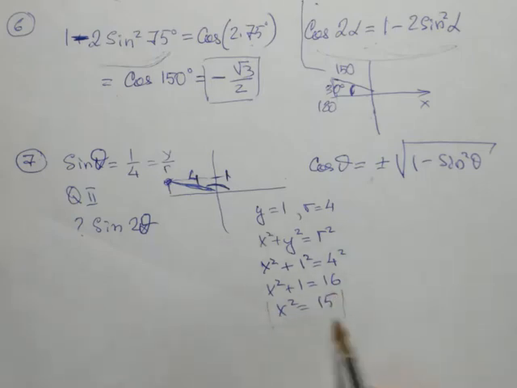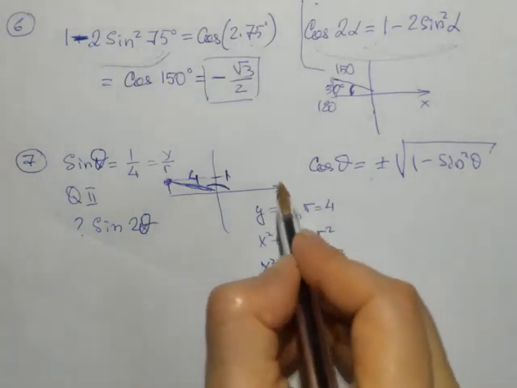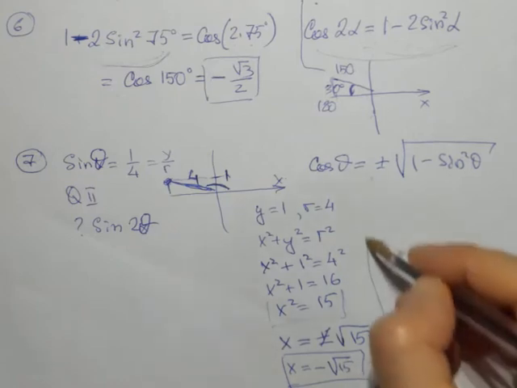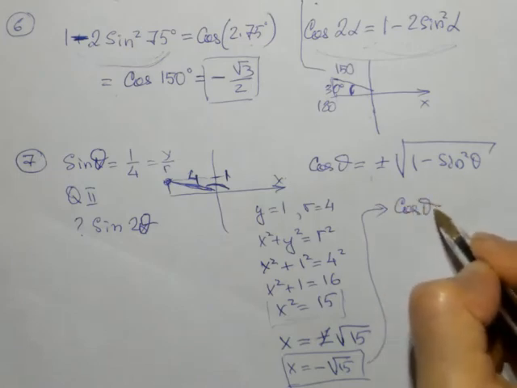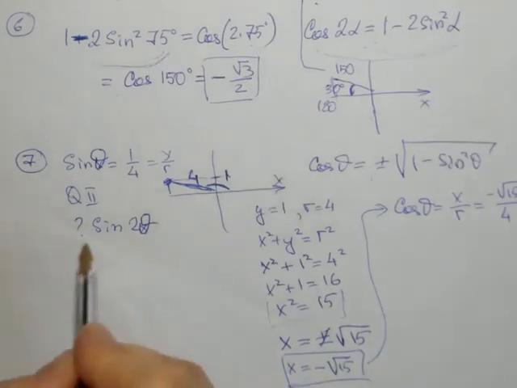So to solve such an equation, we use square root property, and generally the solution looks like this: x equals positive or negative square root of 15. So we choose positive or negative sign depending on the situation. So we are in the second quadrant. It means that x must be negative. So we take negative sign. X equals negative square root of 15. So why do we use x? Since from x we can determine cosine theta, which is x over r, negative square root of 15 over 4, and then we can find sine of 2x.